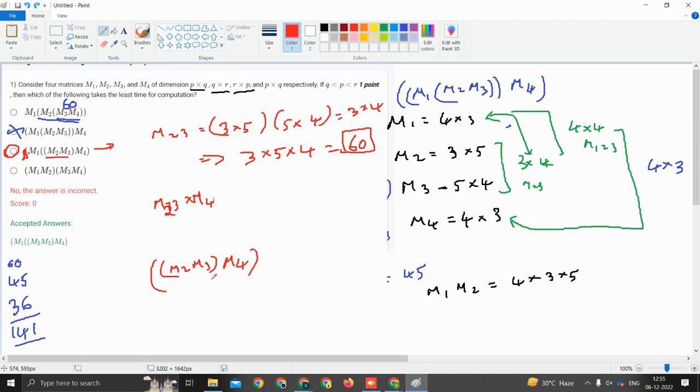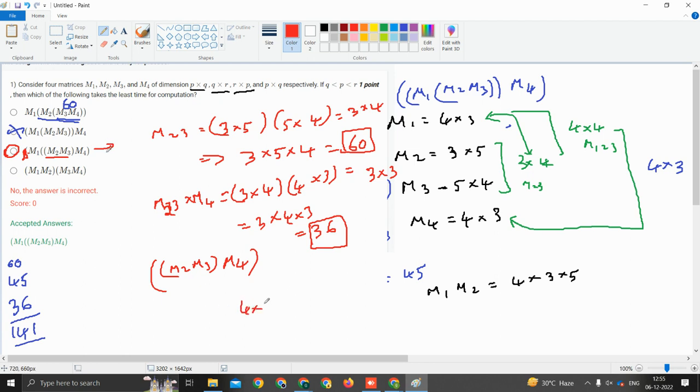So if we do it like this, M23 is 3 cross 3, then M4 is 4 cross 3. Very good, which will result in 3 cross 3. How much is this? 36. Is it 36? Yeah. Okay, fine. So we have a 3 cross 3 matrix, right?